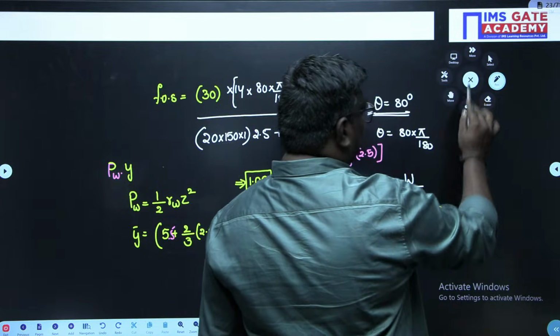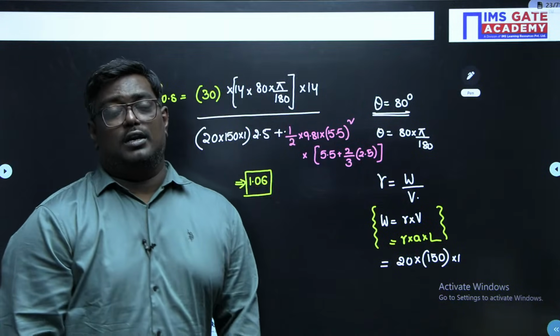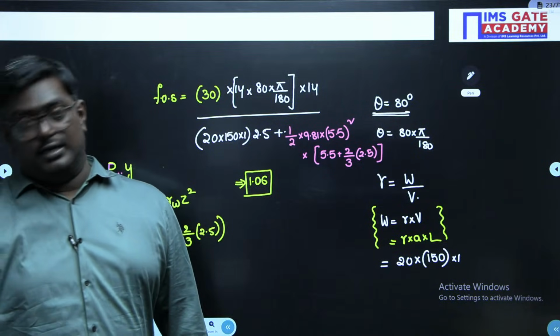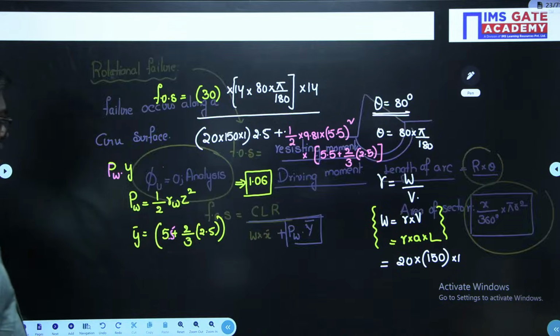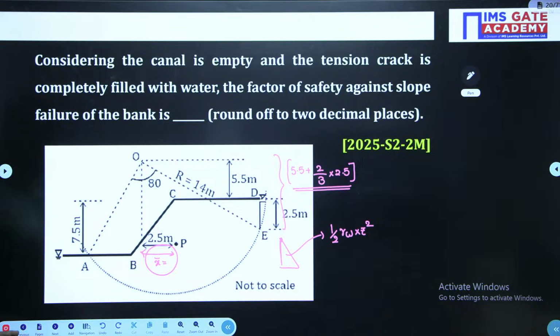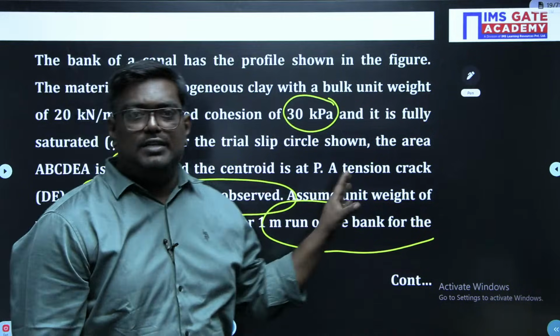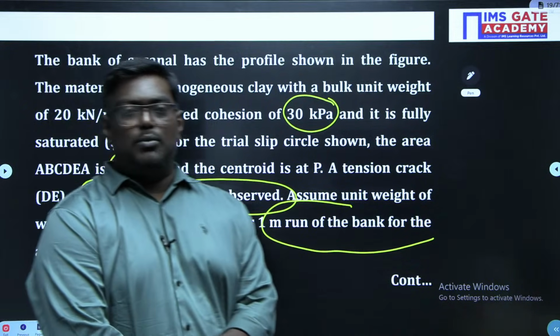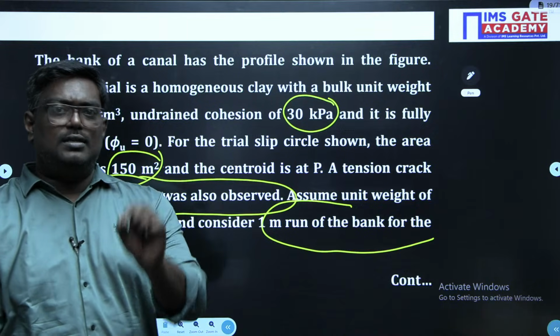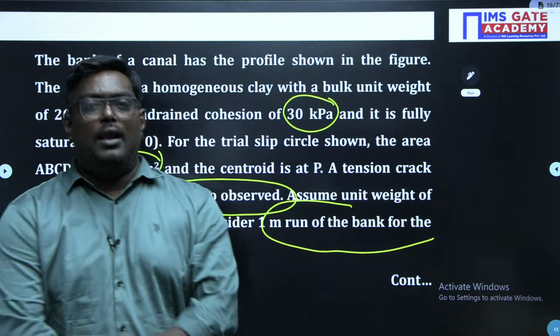This is the factor of safety for what, my dear students? For rotational failure, you should understand here. I hope you are clear. Just go through the question here. Sir, according to this question, I will tell you, factor of safety is nothing but resisting moment upon driving moment. Here resisting moment is nothing but what, sir? C into L into R.